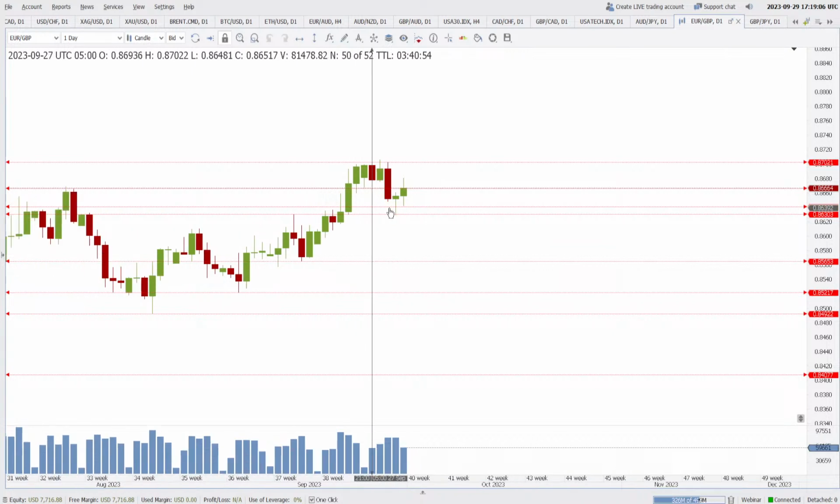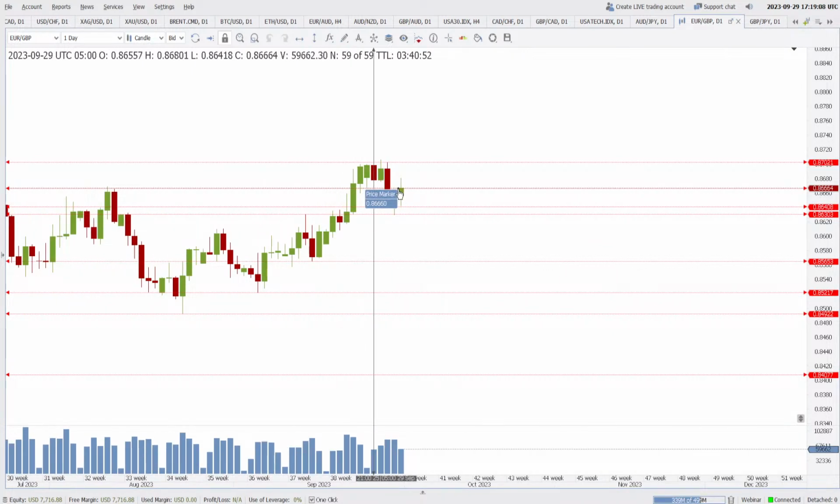Euro GBP, the price is trading at the resistance, although it traded for the day higher than that. 0.8702 is the resistance on the upside, 0.8640 is the support on the downside. I don't have much to say about this market.